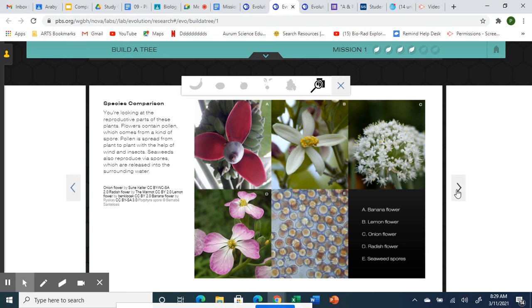So each one of these has pollen, and it's showing you. Oh, so this exotic flower is for the banana. This is a lemon flower. This is an onion flower. And this is a radish flower. I'm going to be growing radishes this summer. And then this is the seaweed spores.